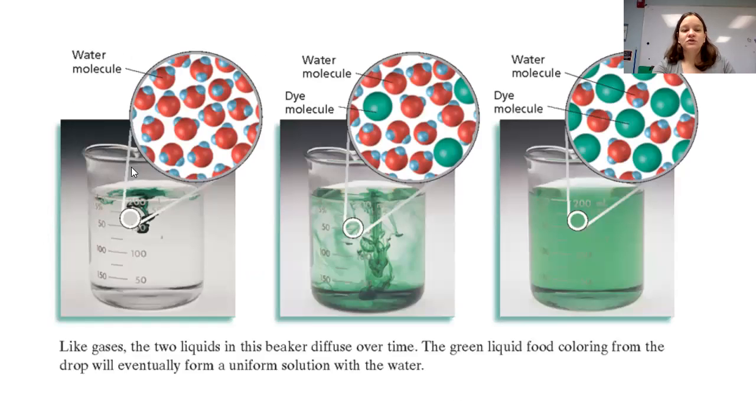So here we're showing diffusion. We have a beaker of water with some food coloring, and over time, the dye molecules spread out throughout the entire substance, and eventually they are evenly distributed so that they have diffused. Okay, and that's the only one that I show.